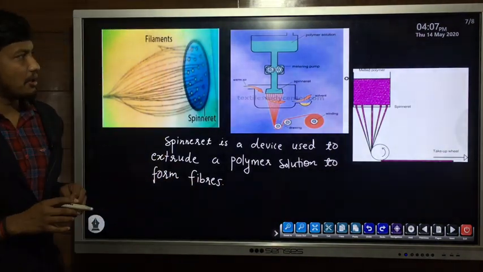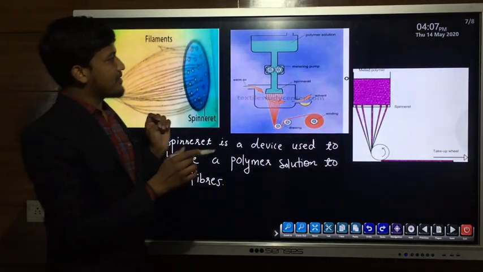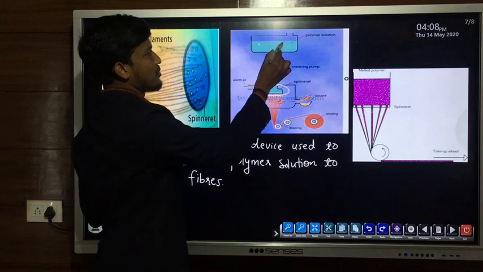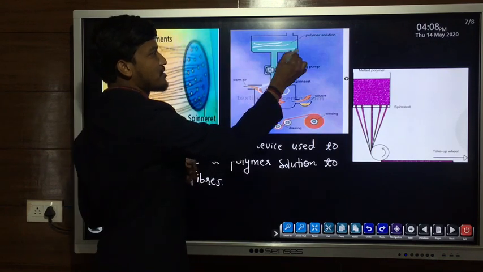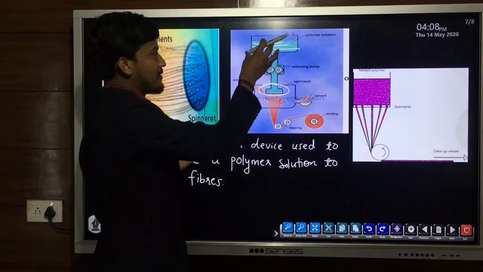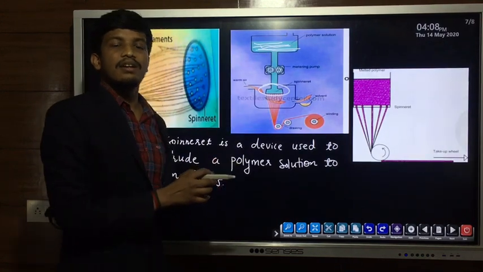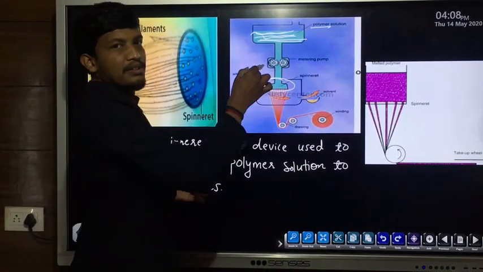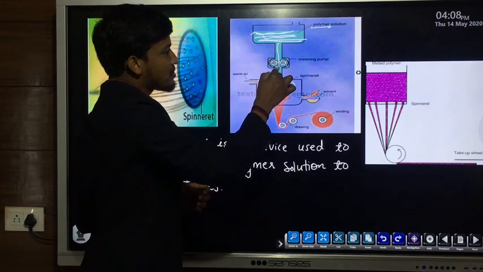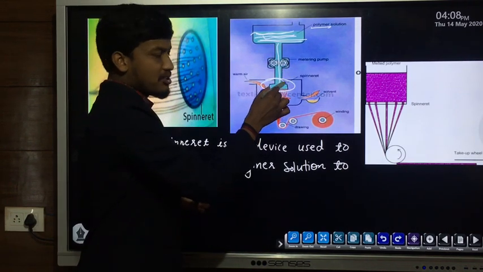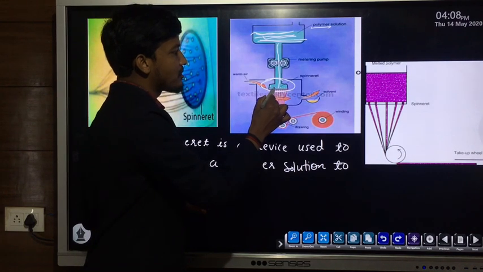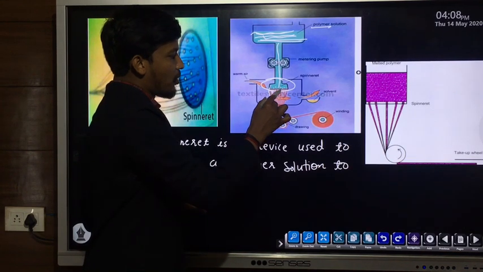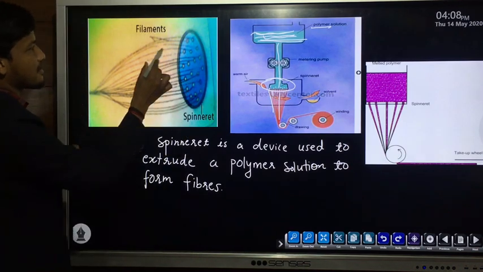So these are some figures of spinning, and this is the spinneret. We have the polymer solution, that is, polymer solution means a liquid mixture. We will get a liquid form of the chemicals which are used for the preparation of synthetic fiber, and they will give the polymer. And this liquid polymer is passed through the spinneret, and we know that in the spinneret there are holes, and through these holes this liquid solution will come out in the form of filaments. This process is called spinning.